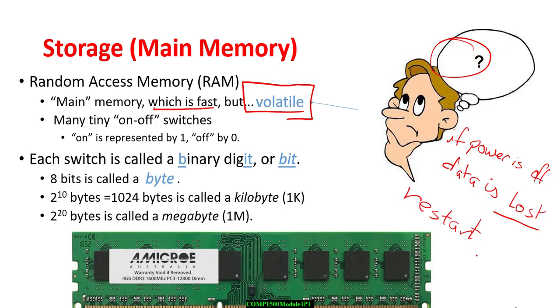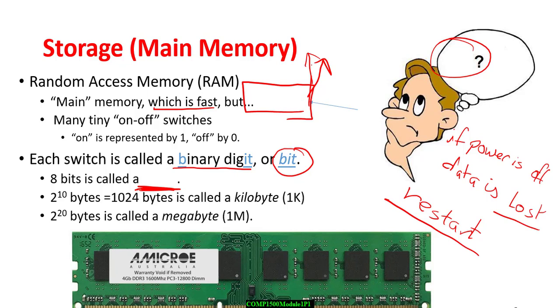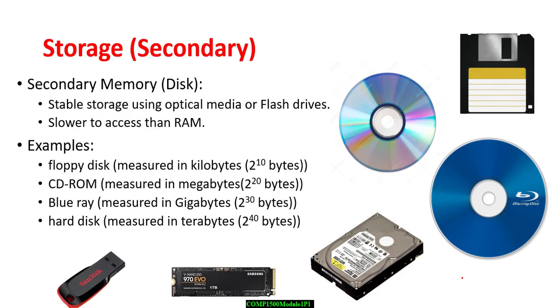And once we restart, what will happen? All the data will vanish, will disappear. So RAM is a fast memory and is volatile. Each location is called a bit. Each 8 bits are called a byte. Each 2 to the power 10 bytes are called a kilo. Each 2 to the power 20 are called mega. And this is how the RAM looks like.